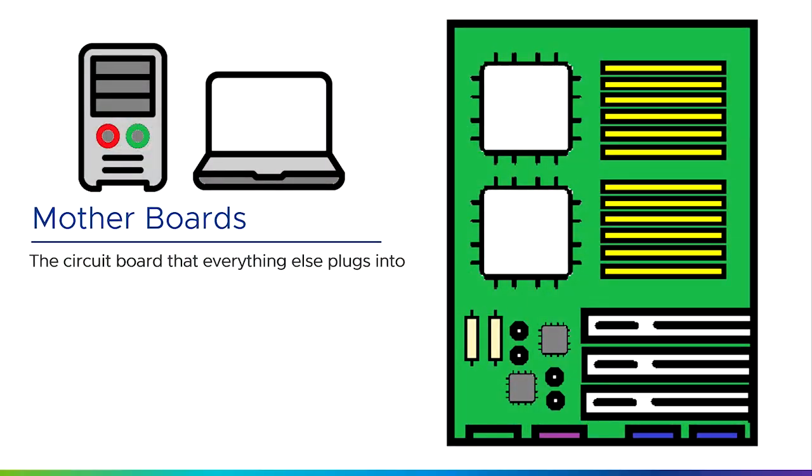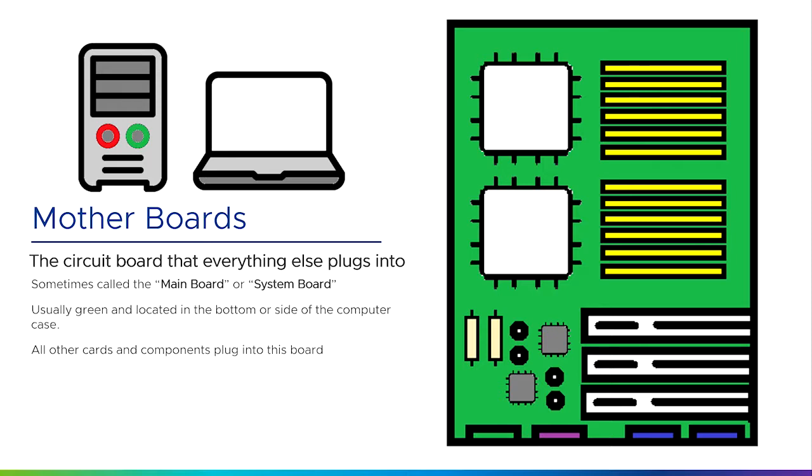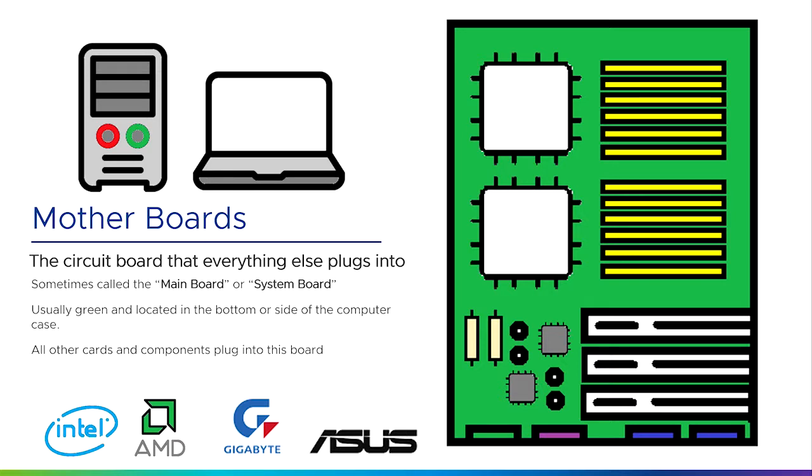So the first thing we need to talk about when we're discussing computer hardware components is the motherboard, the circuit board that everything else plugs into. Sometimes called a main board or a system board, usually green and usually in the bottom or the side of the computer, and this is the place where all other cards and peripherals plug into. Common names you'll see associated with motherboards would be people like Intel and AMD, companies like Gigabyte and Asus amongst others, but these are names you'll commonly see associated with motherboards.